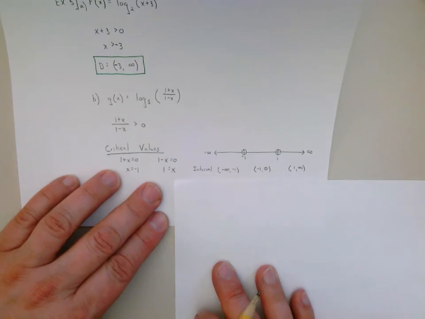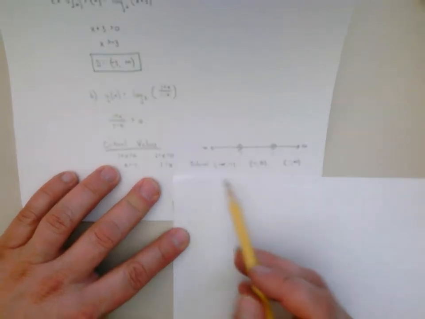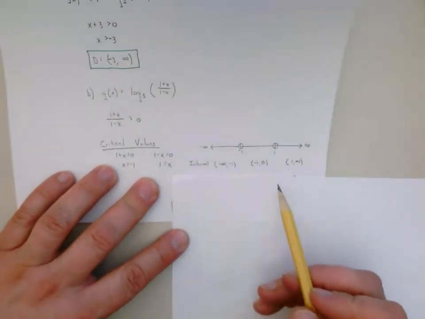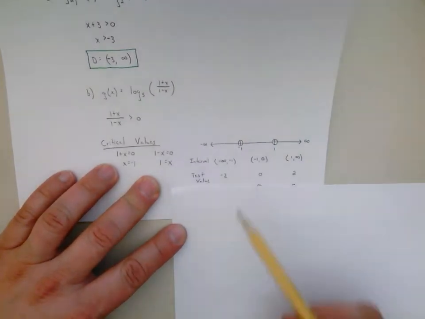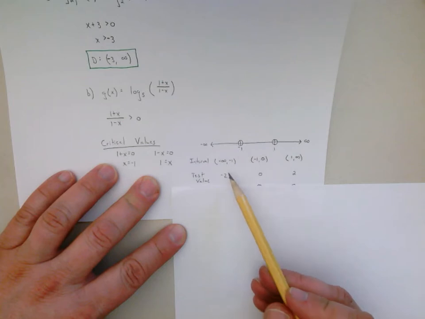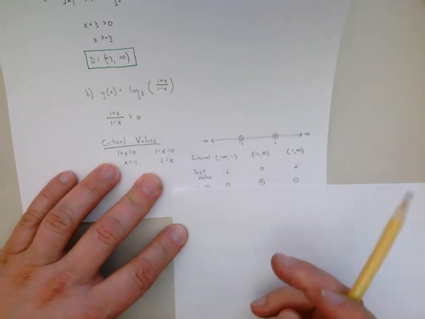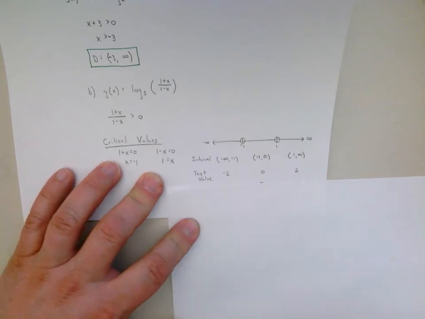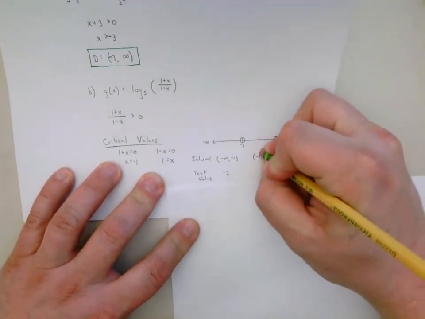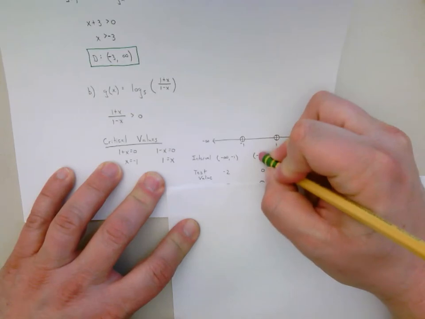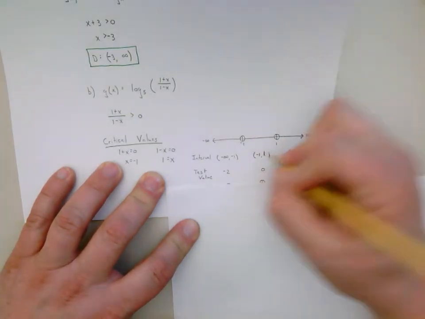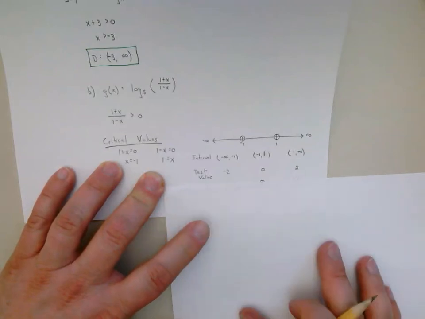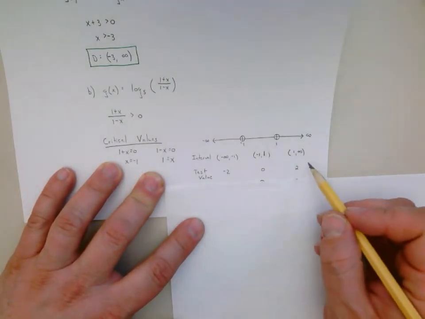Identify your 3 intervals as you break the real number line up at the critical values. Choose a test value in each interval. I've chosen negative 2 in the first interval, 0 in the second interval, and again I notice a mistake here. That second interval runs between my 2 critical values, negative 1 and positive 1. And I've chosen the test value 2 in my third interval.